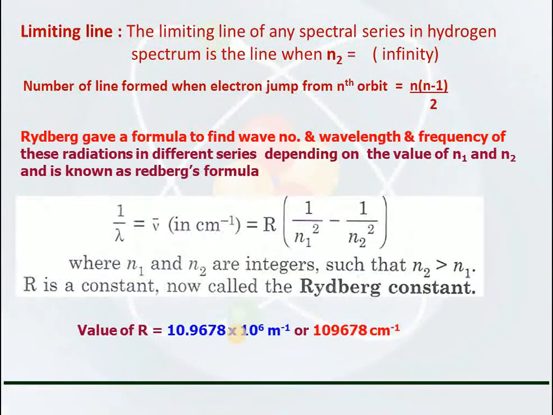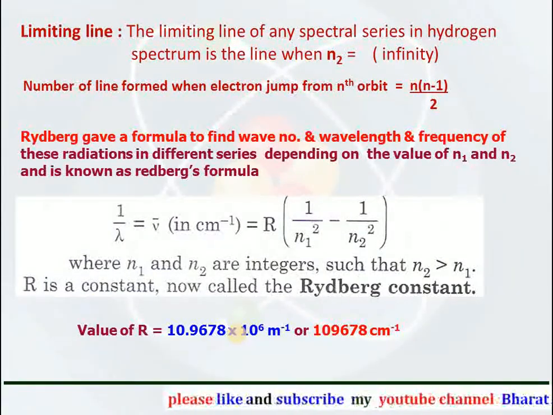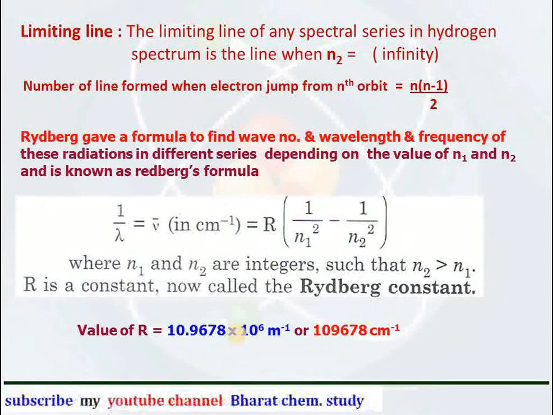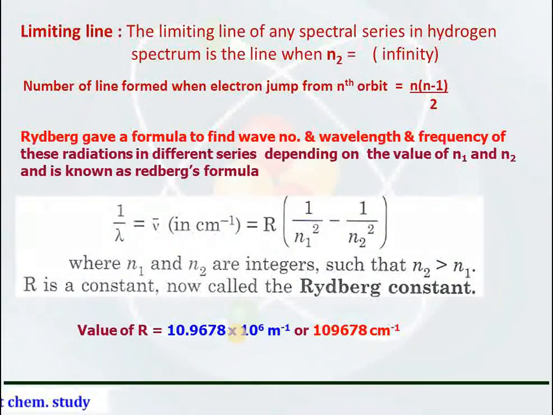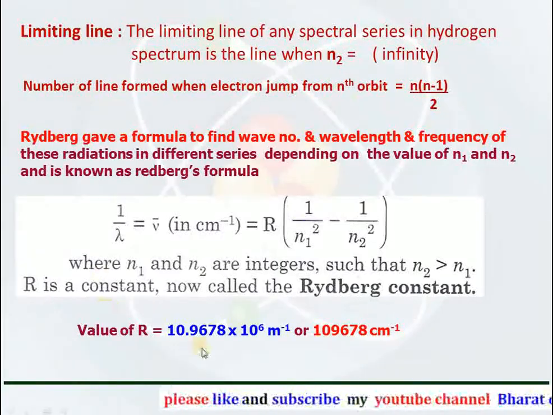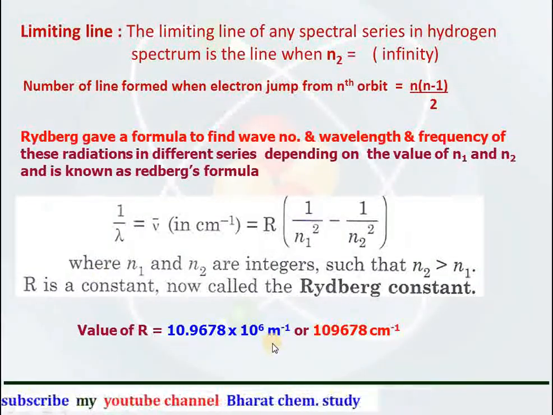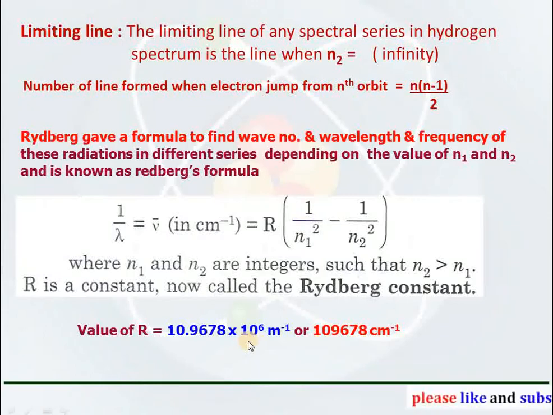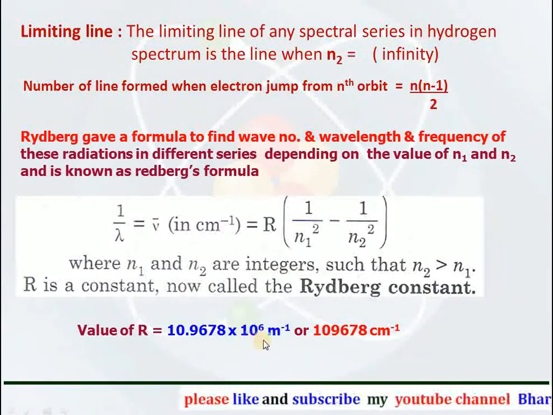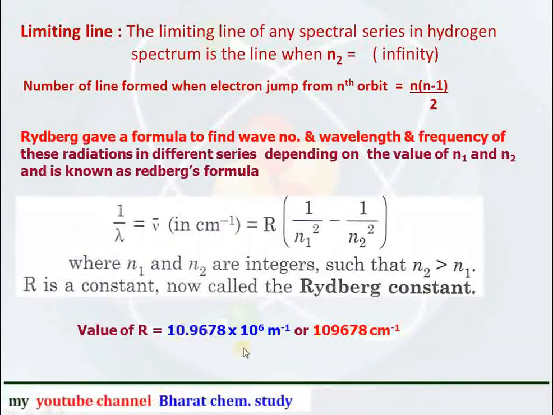There are two values of Rydberg constant. First is 10.9678 × 10^6 meter inverse, and 109678 in centimeter inverse. Now in normal cases we are using the value in meter inverse so that our wave number or wavelength, which we are going to calculate using this formula, can become in meters. So the first value we commonly use.